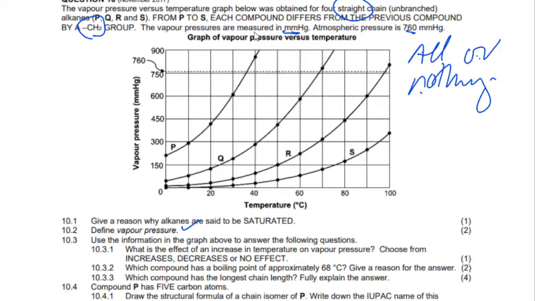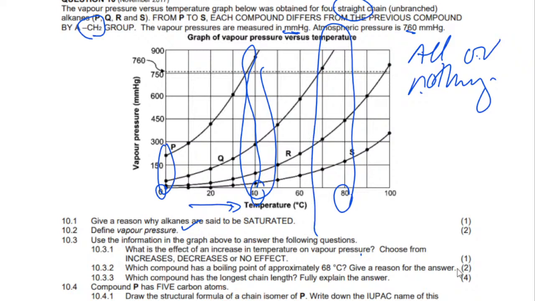Use the information in the graph above to answer the following questions. What is the effect of an increase in temperature on vapor pressure? Obviously, when you heat something, it boils more. The vapor pressure increases. Look at it: at zero, the vapor pressure was here. At 40, the vapor pressure is increasing. At 80, the vapor pressure keeps on increasing. So increasing temperature increases the vapor pressure.